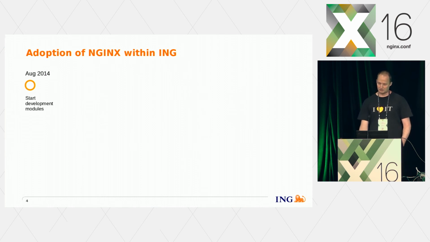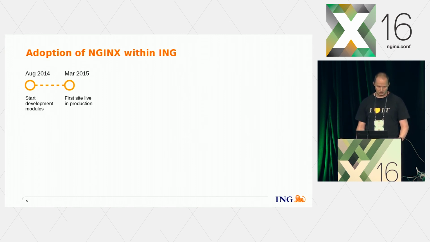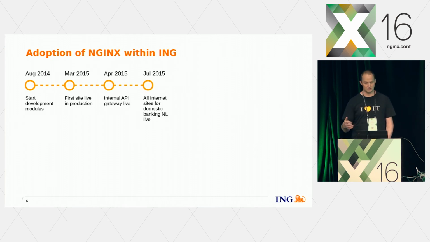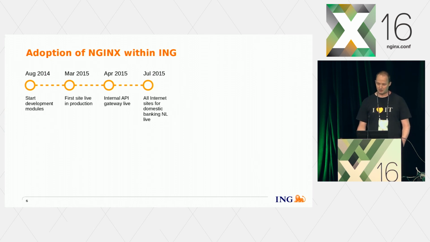But we also had to add additional things like monitoring and event publishing, so we could have better monitoring in place than we had before. By March everything was ready. It takes a bit of time to get everything tested, especially if you are going to migrate to an authentication layer for your banking products. We migrated the first site to production, and after that we followed by migrating several sites one at a time. All the domestic bank sites were migrated by July, and we also added an internal API gateway based on nginx during that period.